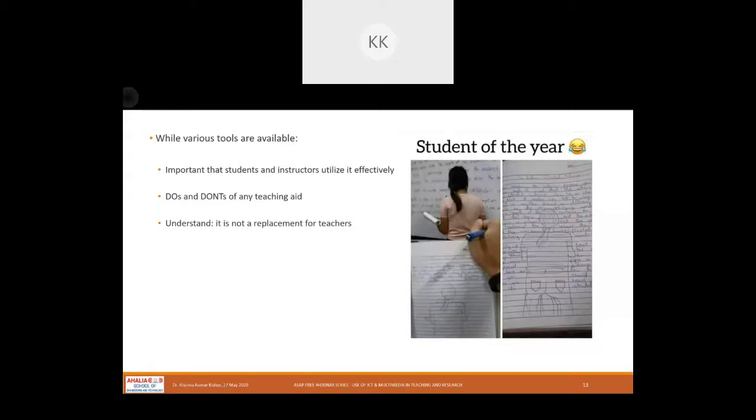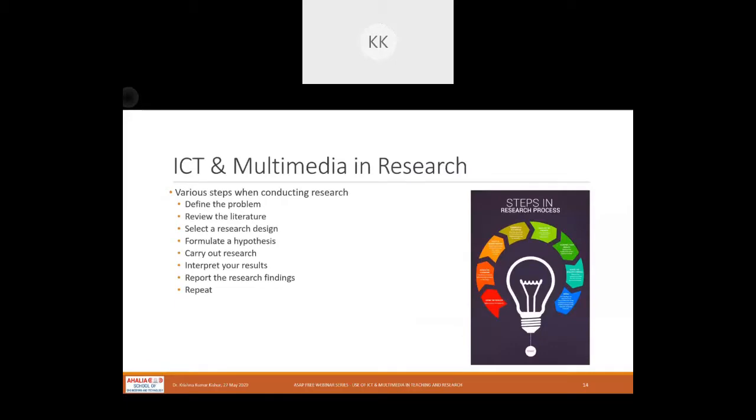Now, moving on to the second part of my talk, which is about ICT and multimedia in research. People who are doing research understand that there are various steps in research. For example, you must define the problem, you must review the literature, you must see what other people have done, you must select a research design. What I mean is, are we going to do an experimental work, or are we going to do a theoretical work? What are we going to do?